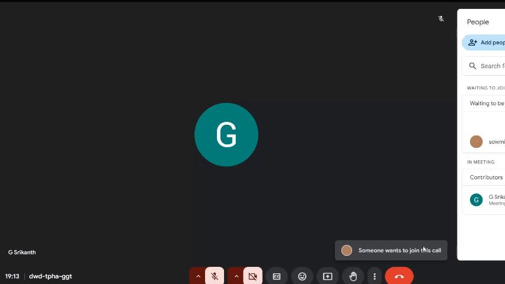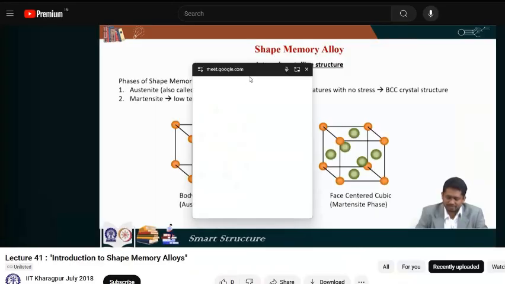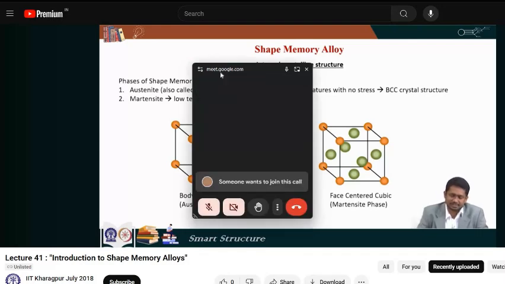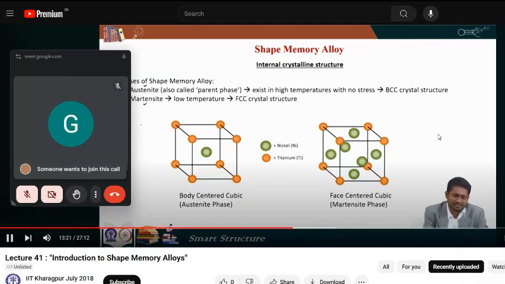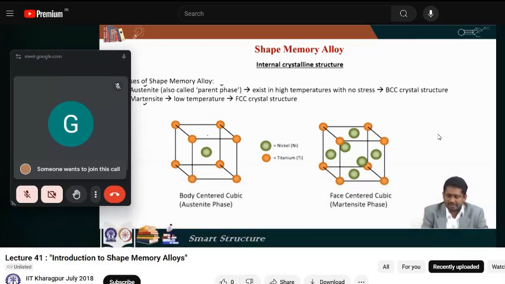Now we will try to gradually understand what this shape memory effect means and how it is possible. To understand the shape memory effect, we need to understand that this material remains in one of two phases depending on the temperature, and these two phases are austenite and martensite. Austenite phase is also called the parent phase, and it is the high temperature phase. It is stable at high temperature. In the austenite phase, the material shows a body centered cubic structure that is shown here. So we have titanium and nickel.